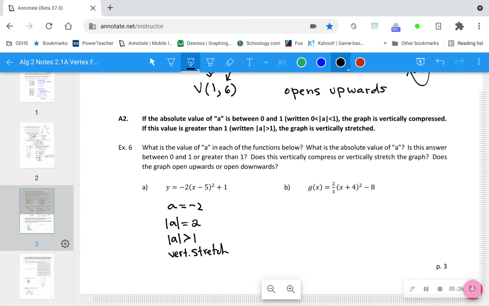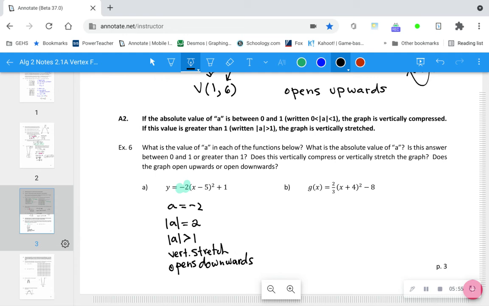And does it open upwards or does it open downwards? Well, A is negative, so this opens downwards. So the way you can think of that is the 2 makes it taller, but the negative sign does a vertical reflection. It flips it upside down.